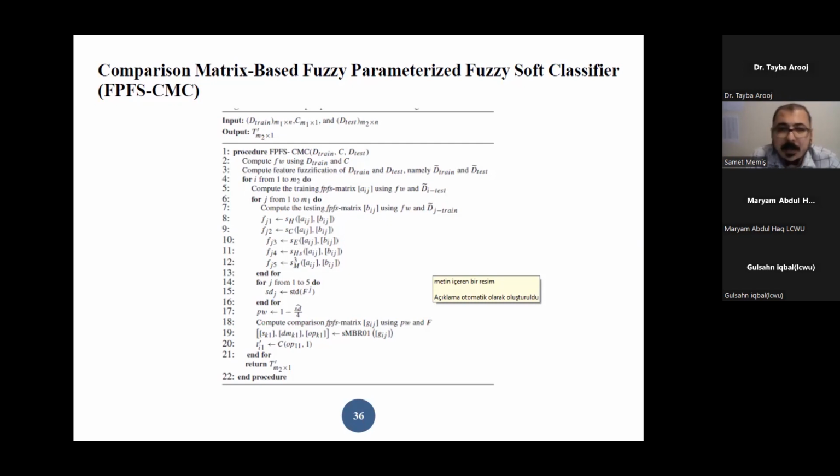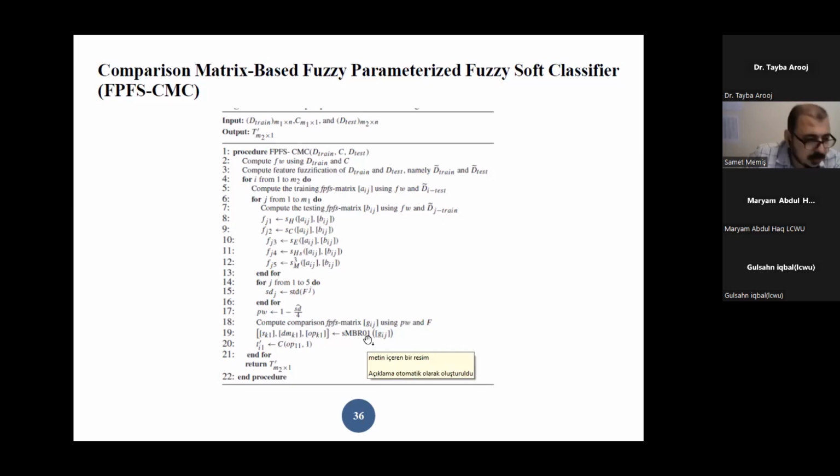And then we calculate the parameter effects of the pseudo similarities, and in the last procedure in the algorithm, we use the SMBRO1 soft decision making method, and we decide the optimum training sample, and we assign the label of the training sample to the test sample, and this procedure goes on for all test samples.